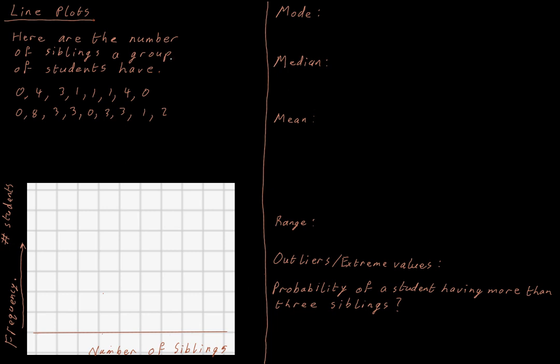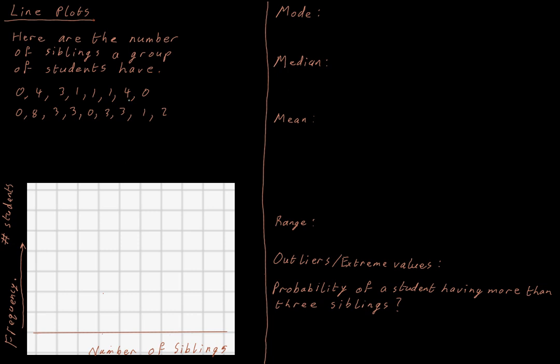Hello, now we are going to look at line plots and we'll look at them through this example. So here are the number of siblings a group of students have. Each one of these is a student's number of siblings. The first student had no siblings, so they were an only child. Another student had 4 siblings, another had 3 siblings.